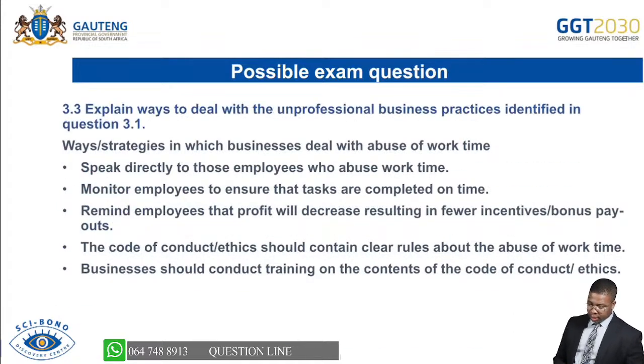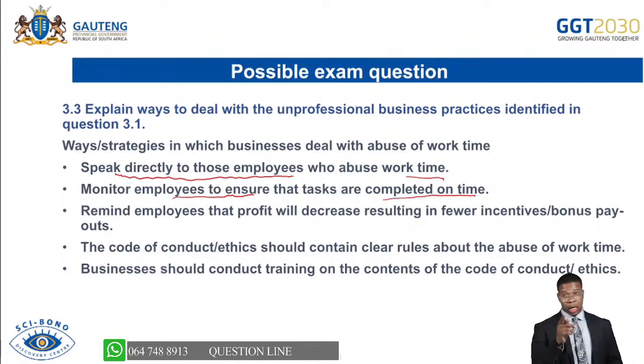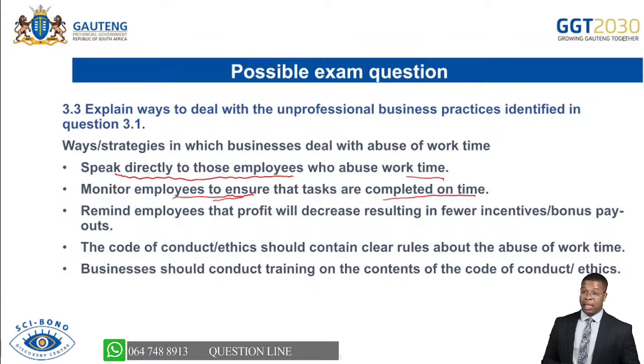Then looking into strategies to deal with abuse of work time, the business or the manager should speak directly to those who abuse work time. That's a strategy to deal with those who abuse work time. Monitor employees to ensure that tasks are completed. So as someone is trying to do that challenge, as a manager, you can say, you're here to work. You speak directly to them and you monitor them so that the cell phone is not allowed. They are not allowed to have a cell phone while they are doing the work.